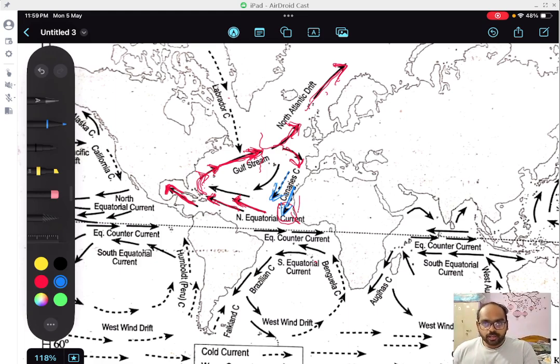Because the Norwegian Sea, this is the North Sea, the Norwegian Sea is very cold in nature. It sinks down and rises at the French and Spanish coast, or the northwestern coast of Africa, and the Canary current is generated. It is a cold current. Okay, and coming to the South Atlantic Ocean.